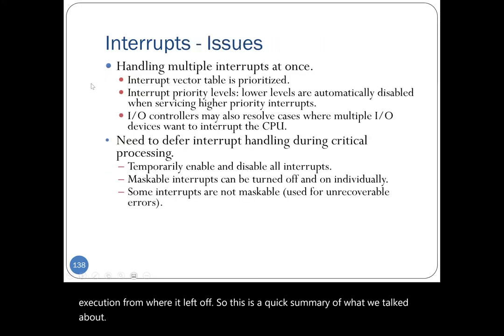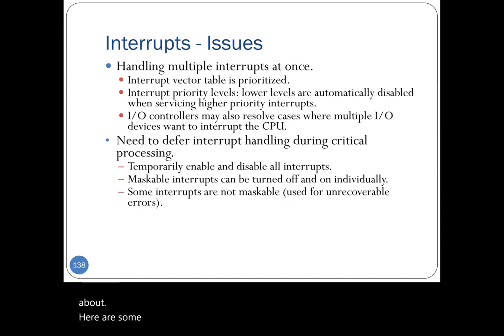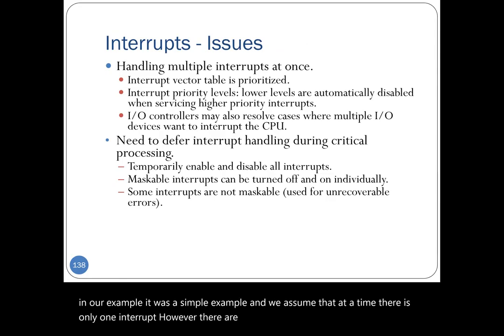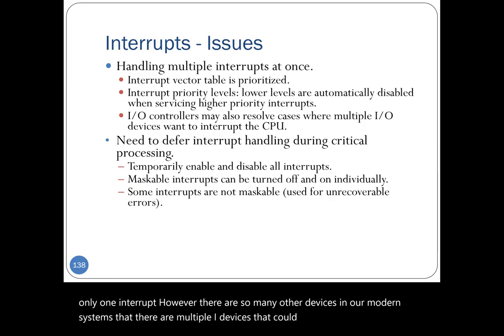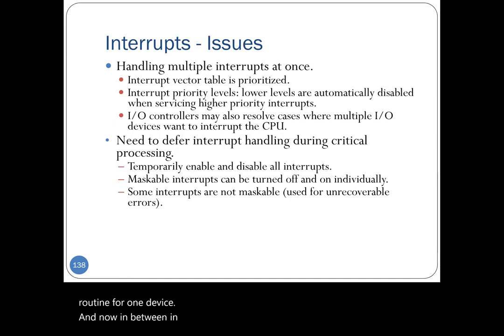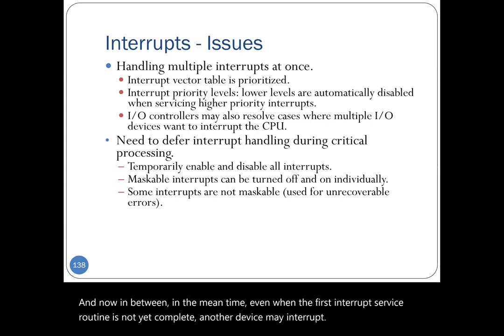Here are some issues that we need to consider when working with interrupts. In our example, it was a simple case, and we assumed that at a time there is only one interrupt. However, there are so many IO devices in our modern systems that multiple IO devices could interrupt simultaneously. Or it is also possible that the CPU started executing the interrupt service routine for one device, and in the meantime, even when the first interrupt service routine is not yet complete, another device may interrupt. So the question is, how do we handle such multiple interrupts at once?